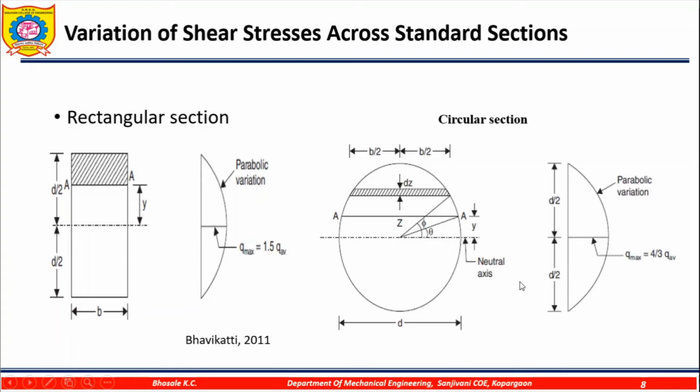Similarly, for the circular section, the variation will be different. At the top edge it will be 0. It will go on increasing up to the neutral axis and then again come down to 0 at the bottom edge.